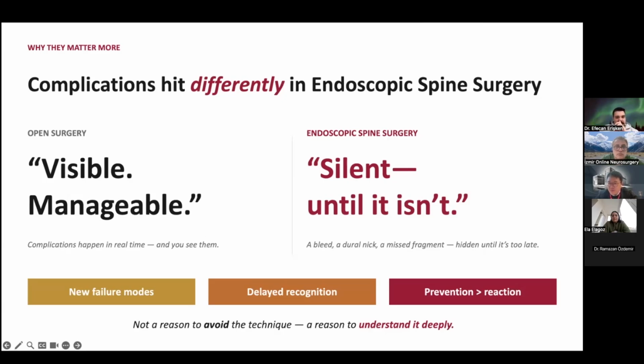And not only for endoscopic procedures, but for all kinds of procedures, recognizing risk before it actually happens is a much more valuable surgical skill. So I want to emphasize that understanding the complications themselves is not a reason to avoid endoscopic spine surgery, but it's more of a reason to understand it deeply.